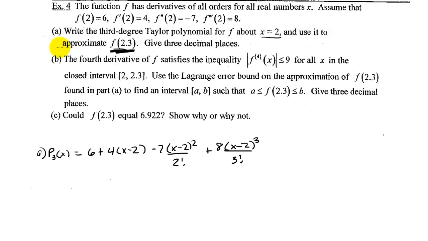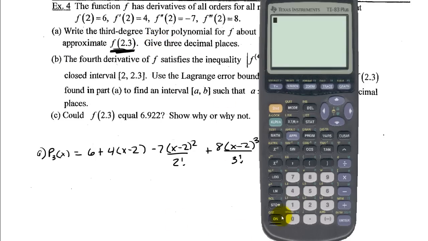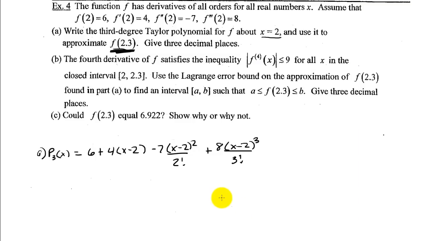Now we're asked to use it to approximate f of 2.3, give three decimal places. Let's grab our calculator, and we have 6 plus 4 times 0.3, because we have 2.3 minus 2, that's 0.3, minus 7 times 0.3 squared divided by 2, and then plus 8 times 0.3 to the third power, and then divide that by 6. So the approximation is 6.921.